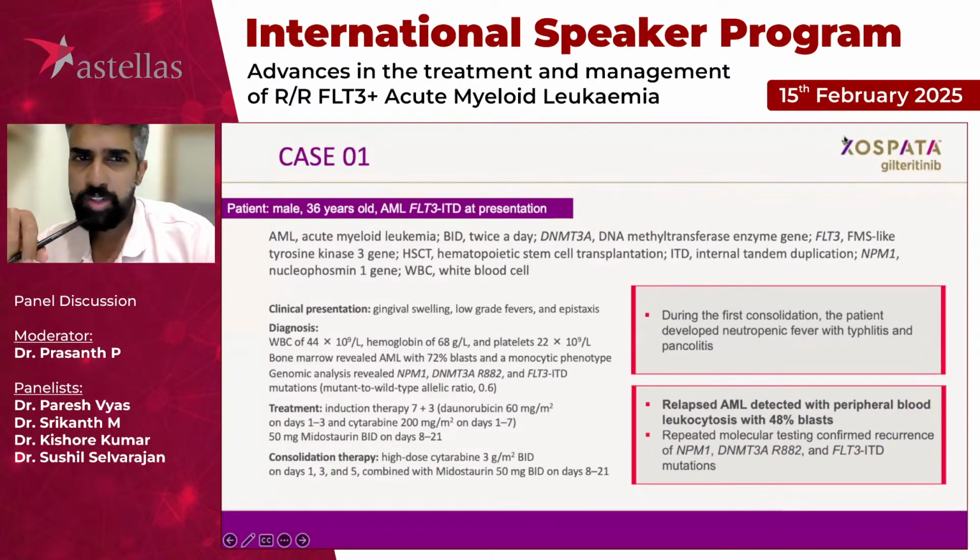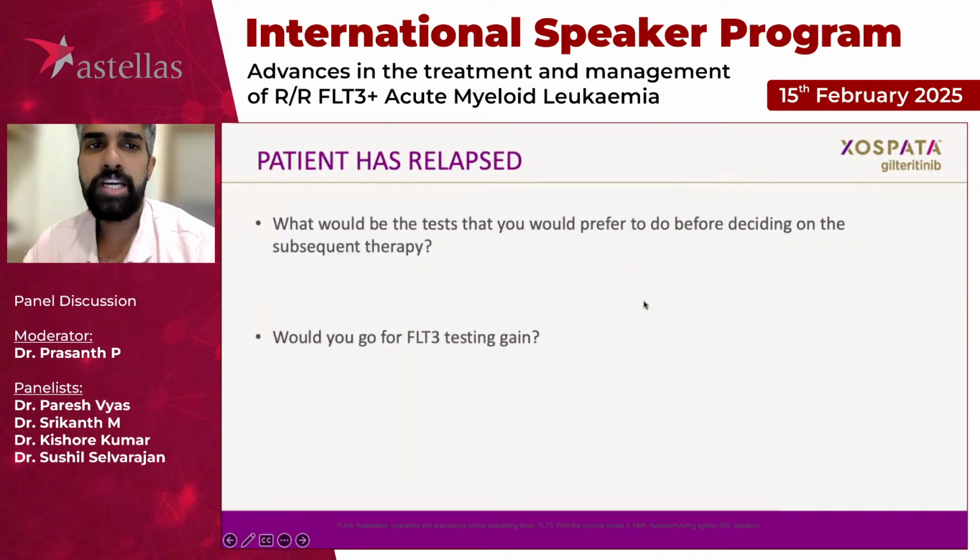So the first case is a 36-year-old who had the triplet mutation: DNMT3A, FLT3, and NPM1. Routine 7+3 was given, with midostaurin on induction, followed by HiDAC and midostaurin consolidation. She relapsed with around 48% blast. So the question they wanted to ask, I'll start with Dr. Sushil himself.